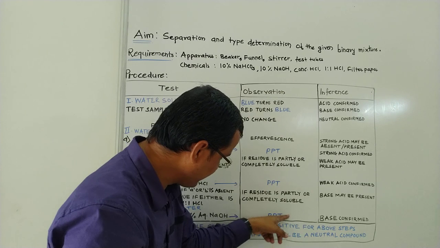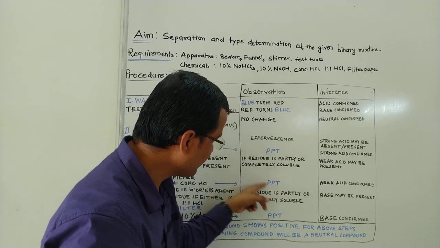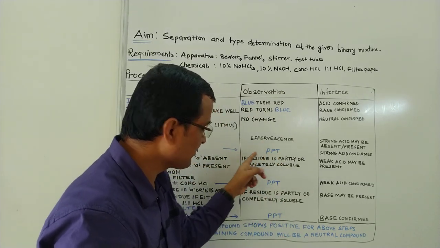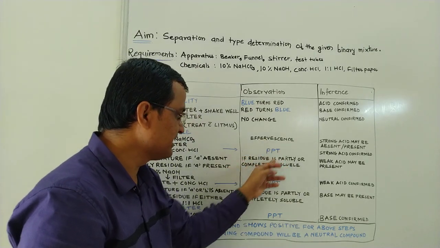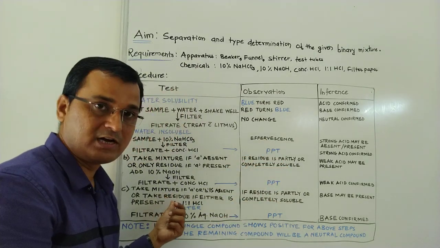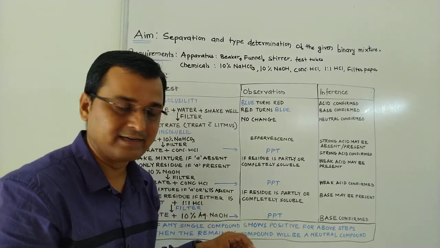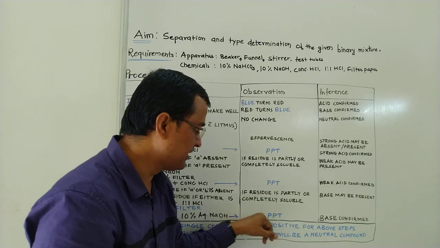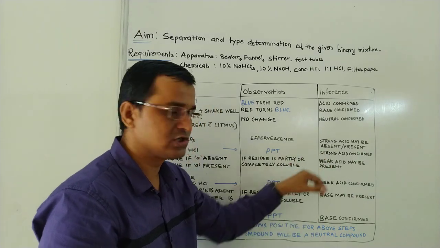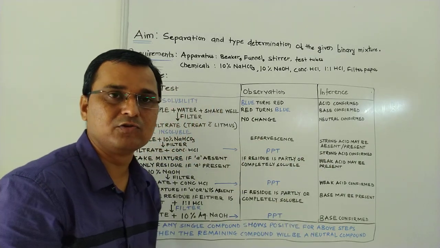बिकॉज़ whatever the PPT you will get over, ये जो भी आपको यहाँ पे PPT मिल रहा है ये आपका रीजनरेशन से मिल रहा है। मीन्स you are regenerating this PPT from the clear solution where nothing was there. So this is 100% confirm that your compound may be a base or weak acid or the strong acid with respect to the PPT you will get.